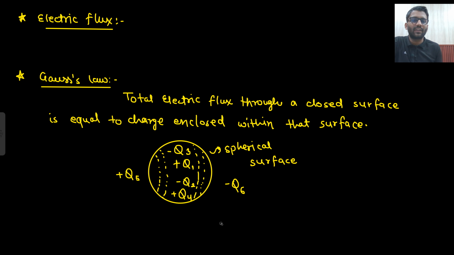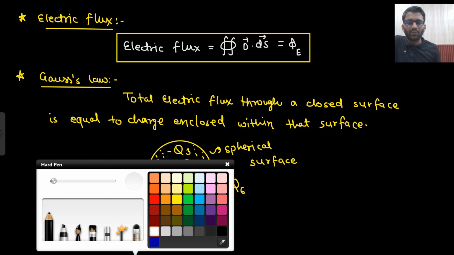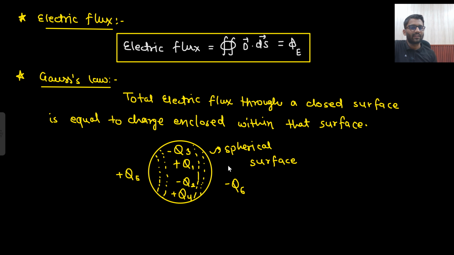So how will electric flux be defined? Electric flux will be given as the integral of D dot ds through a closed surface. Is that clear to you? This is how electric flux is defined, and it is denoted by phi E. So this is also you need to keep in mind. What will be my electric flux? Integration D dot ds.